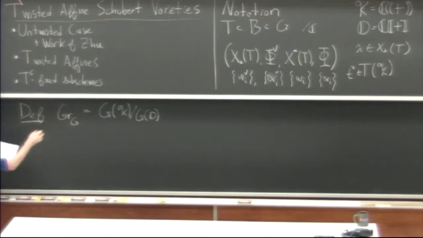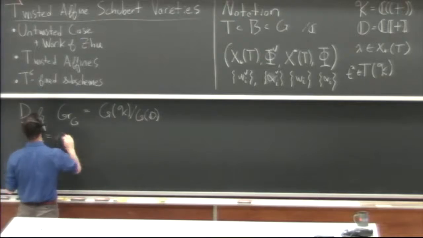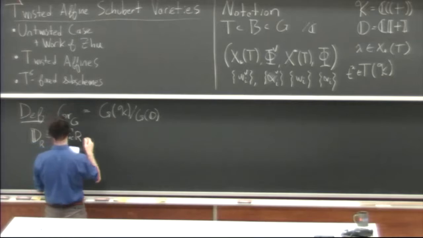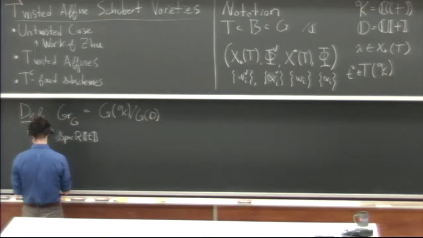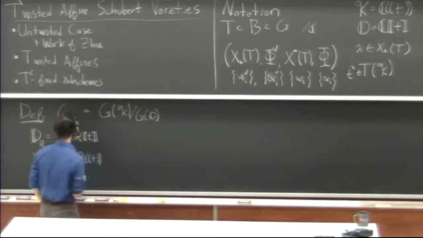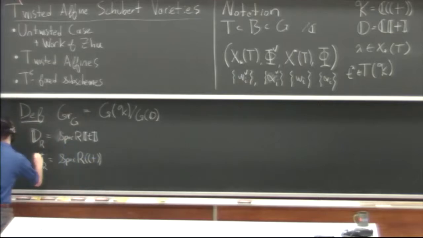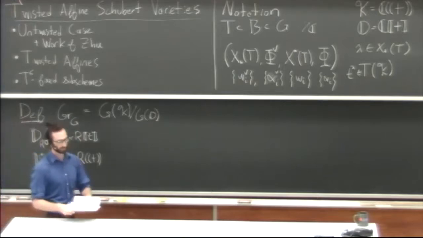So I can give a moduli description of the affine Grassmannian. If I let D_R be equal to Spec R double bracket T, where R is a C algebra, then I'm going to denote the punctured disk D_R^*. This is going to be equal to Spec R Laurent series in T. Then I can give a slightly better definition of the affine Grassmannian as follows.